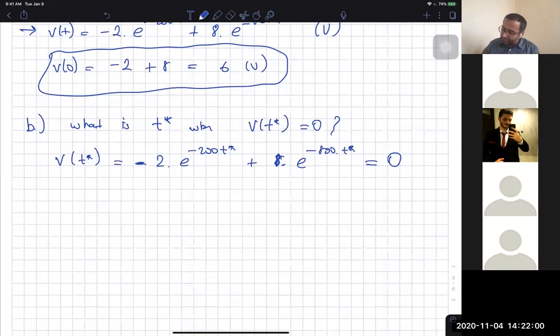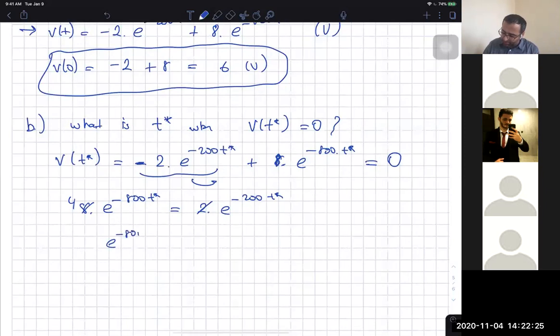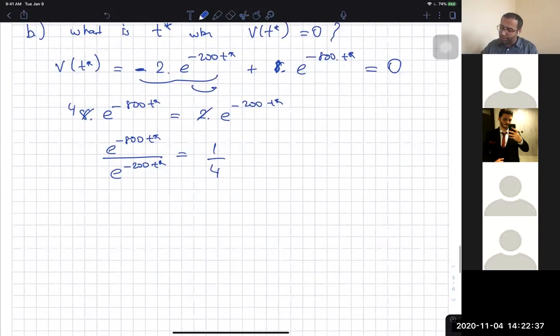So here I can take this to the right hand side. That will be 8 times e to the minus 800 t star is equal to 2 times e to the minus 200 t star, right? And then that will be just 4. So if I divide both sides with e to the minus 200 t star, that will be something like this, I hope. So that will be 1 over 4. Is this going okay up to now? Yeah, I think so. Yes.